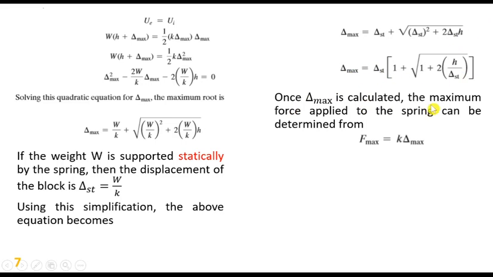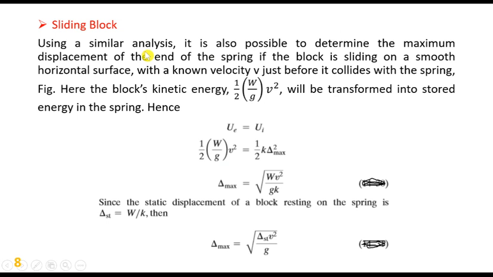Once delta max is calculated, the maximum force applied to the spring can be determined from F max equal to K into delta max. So it can be determined. For another example, a sliding block, using a similar analysis, it is also possible to determine the maximum displacement of the end of the spring if the block is sliding on a smooth horizontal surface with a known velocity v just before it collides with the spring.